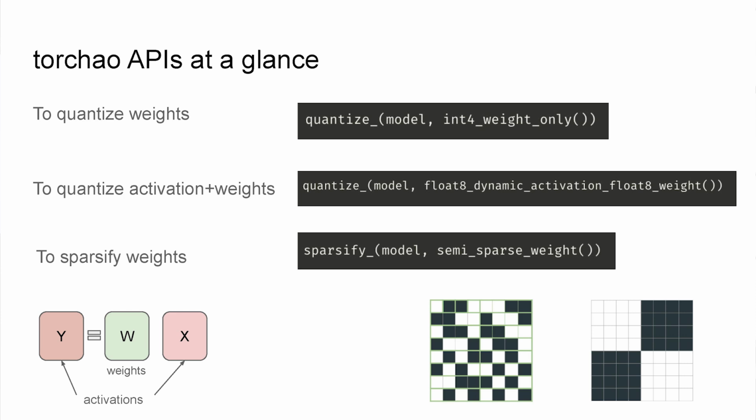Quantization enables you to run your model at a lower precision by quantizing your weights, activations, or gradients to different dtypes like int8, int4, FP8, NF4, etc. While sparsity works by removing parameters from your weights so that you can run your model faster during inference. And using these in PyTorch is a simple one-line API where you call the quantize or sparsify API, pass in your model, and pass in the specific technique you want to use.